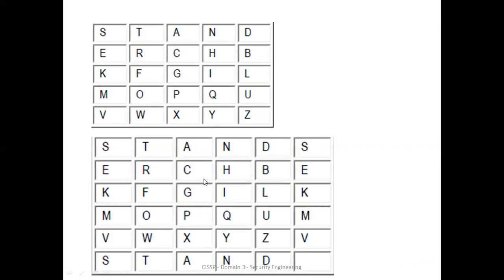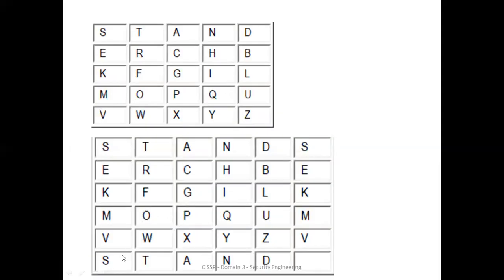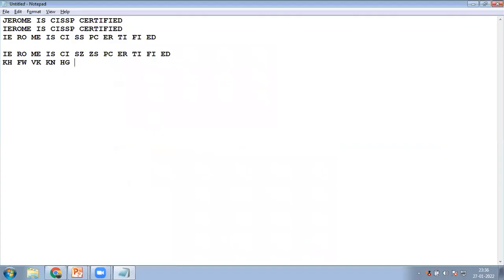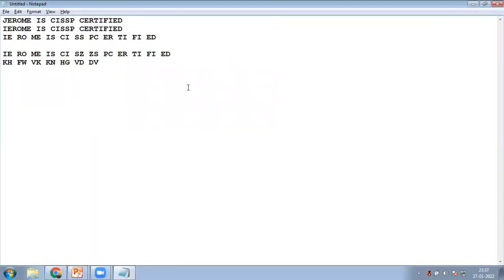CI. C is here, I is here. CI becomes HG. Yes, Z. S is here and then Z is here. Yes, Z becomes VD. This becomes DV. PC. P is here, C is here. P is replaced by X and C is replaced by G, XG.